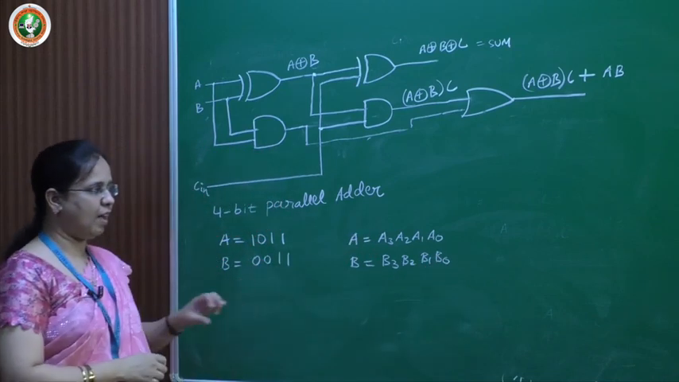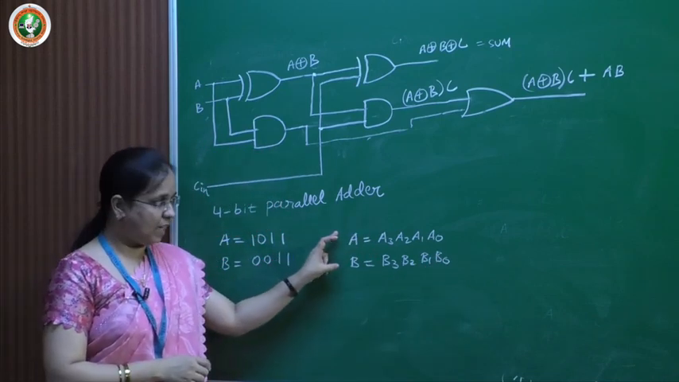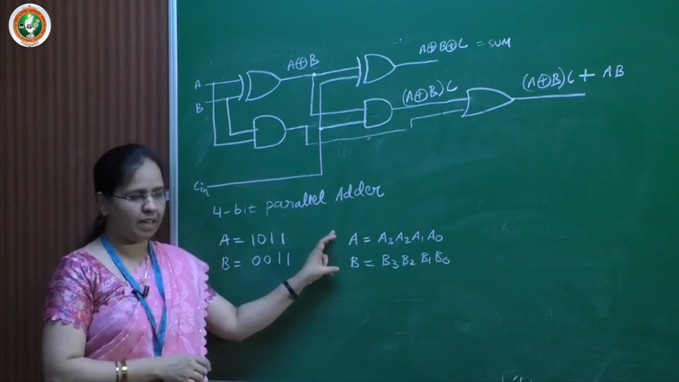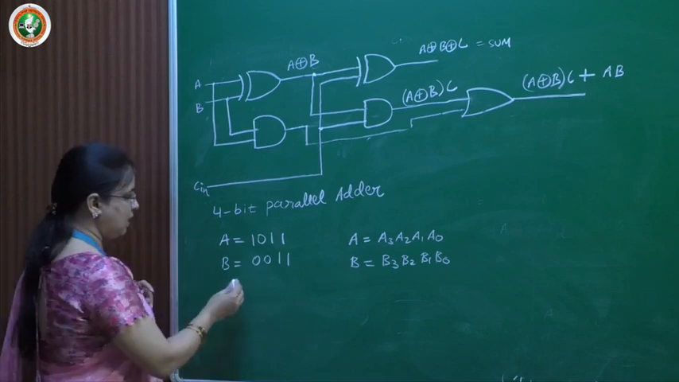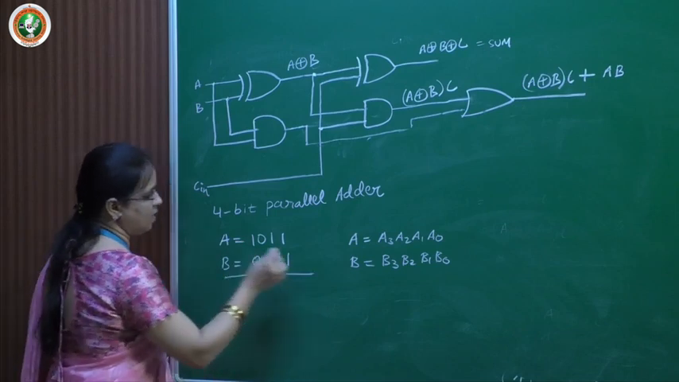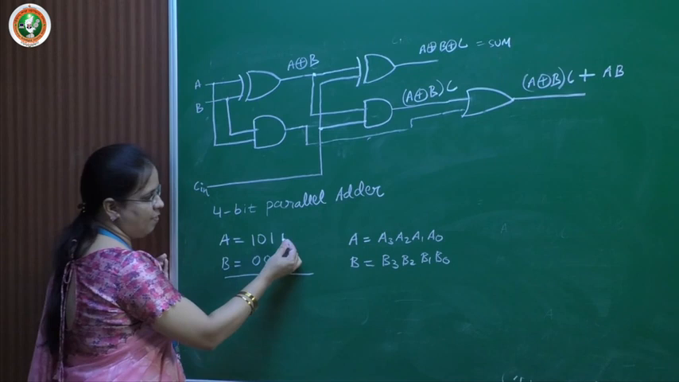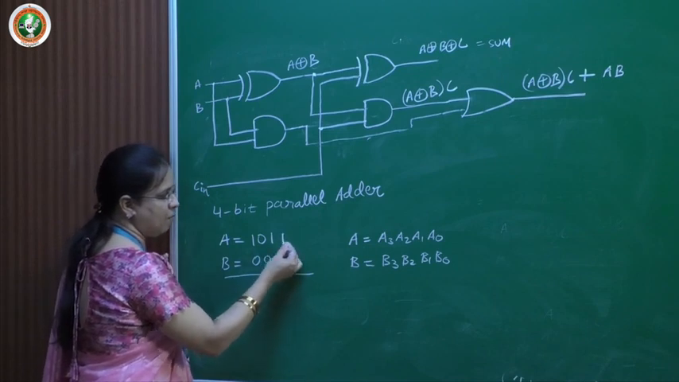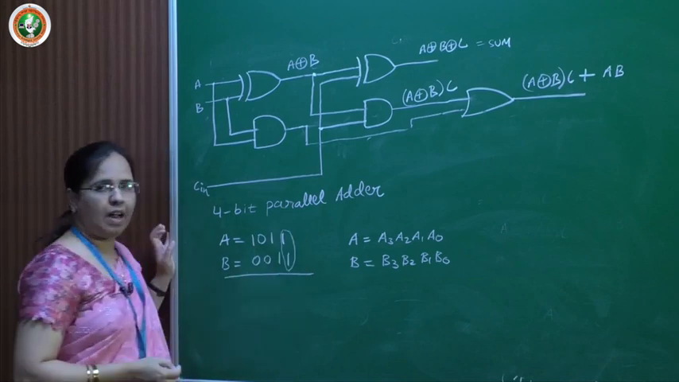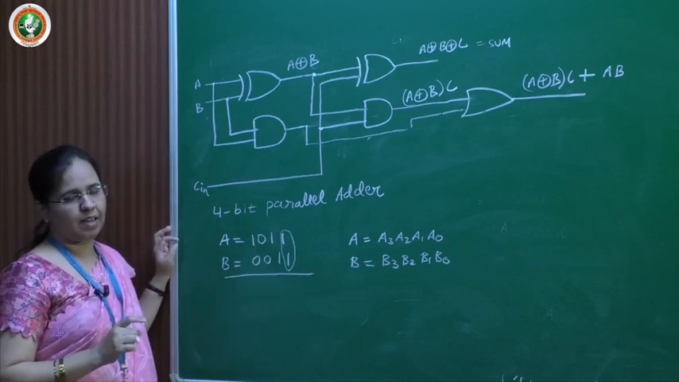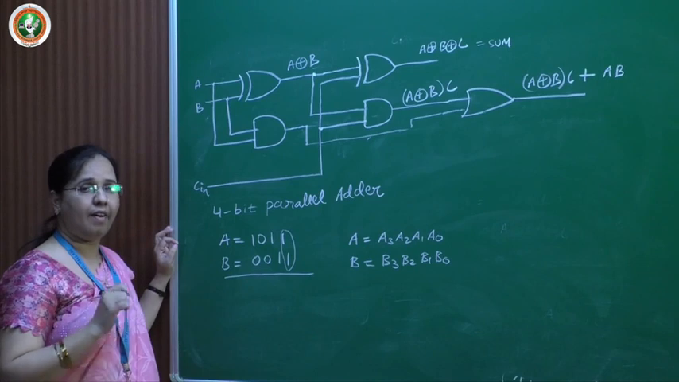Now we need to add these two numbers. Let us see how we design a 4-bit parallel adder to add two 4-bit numbers. You can see here, first I have to add 1 plus 1. So these two I need to add. In order to add 2 bits, we know that I can make use of a half adder.